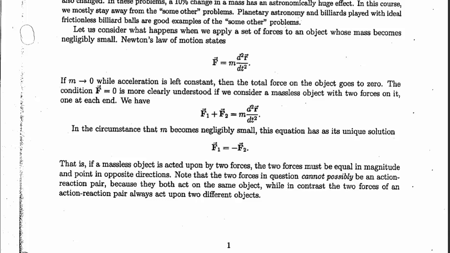Some of you will be looking at that and thinking, gee, that equation looks just like the forces in an action-reaction pair, doesn't it? Yes, it does look like the same equation. However, F1 and F2 applied to the same massless object cannot possibly be an action-reaction pair. They cannot be an action-reaction pair because the forces in an action-reaction pair always act on two different objects. These forces act on the same object, so they cannot possibly be the forces of an action-reaction pair.